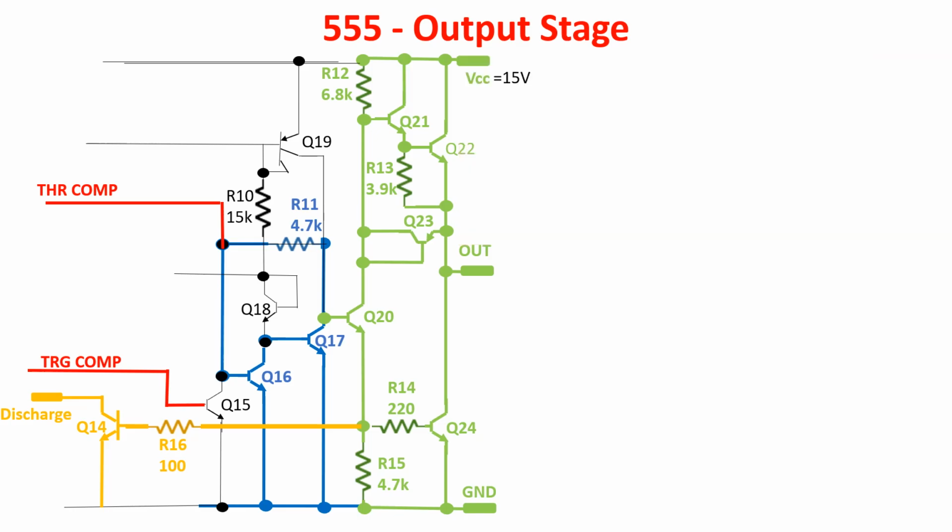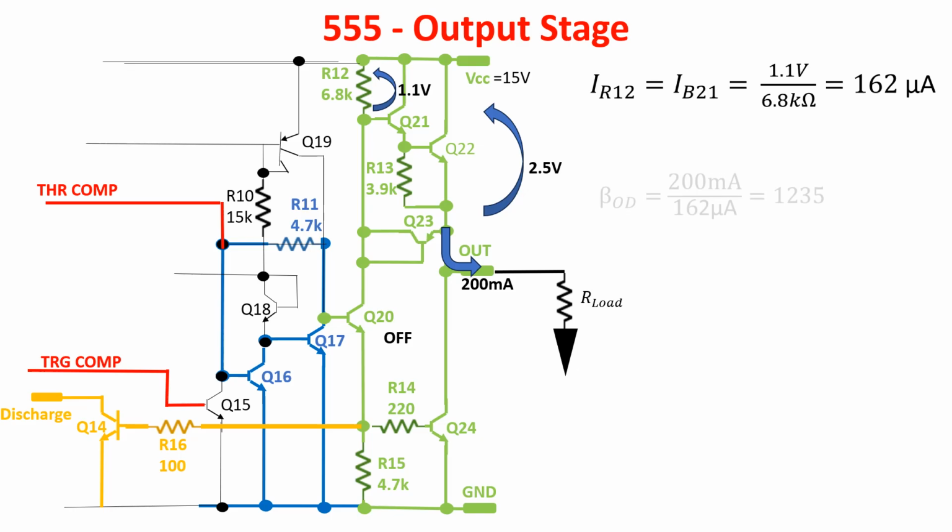Now let's see the situation in which Q20 is off and the output stage is providing 200 milliamps to the load. In this situation, the datasheet tells us that the output voltage drop is 2.5 volts. This means that 1.1 volts drops on R12 and the base current of the Darlington stage is this. So the beta of the output Darlington is 1235, not too much for an NPN Darlington, but this is not surprising being Q22 a large transistor.